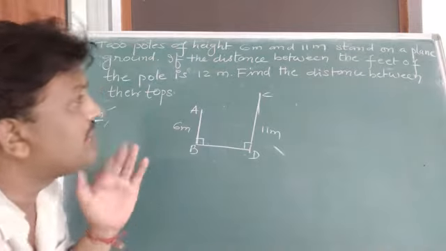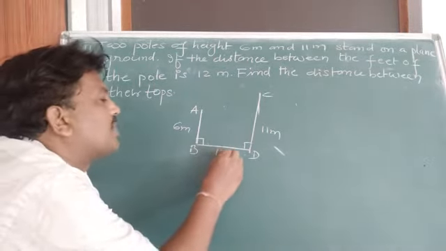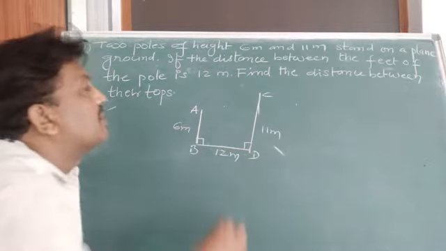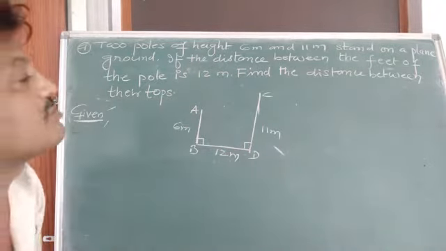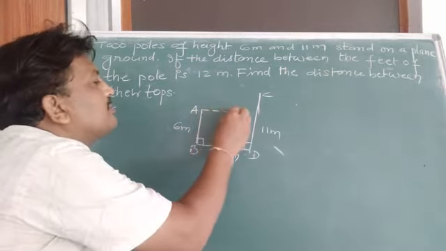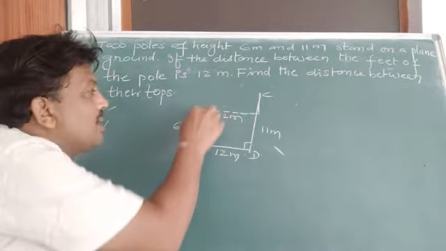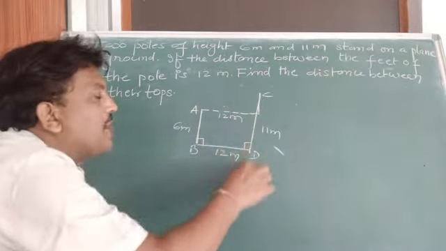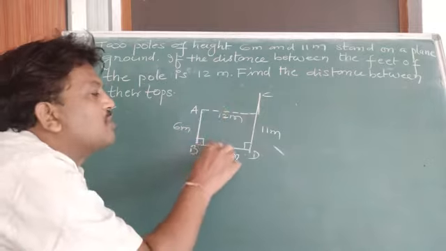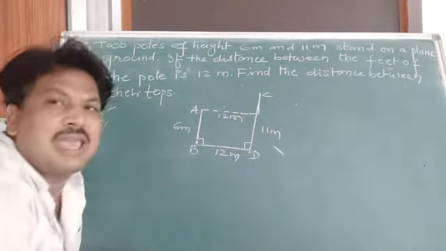Okay, children. The distance between the feet of the poles is 12 meters. Find the distance between their tops. Up to here I can join here. This will also be how much? 12. If this is 12, it is vertically, it is perpendicular, both making angle 90 degree. So this and this will be parallel, and this length and this length will be the same.